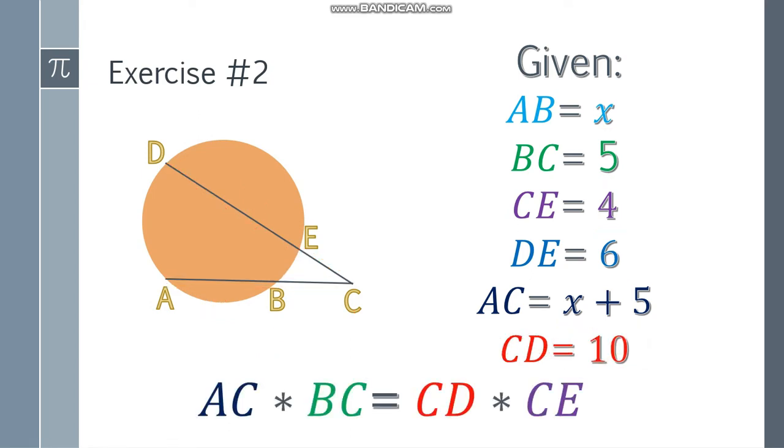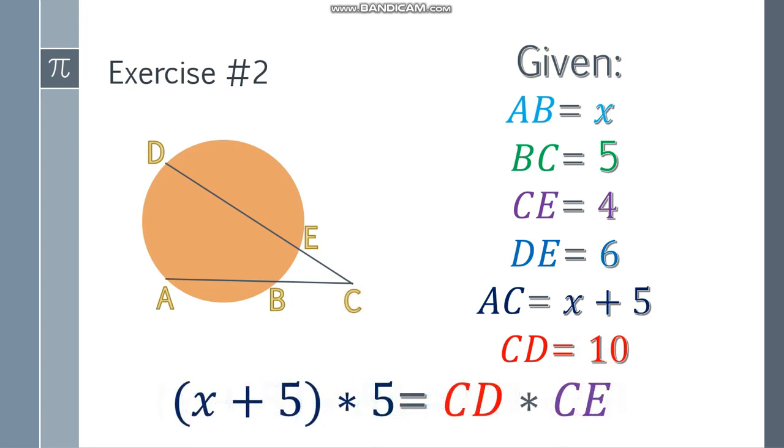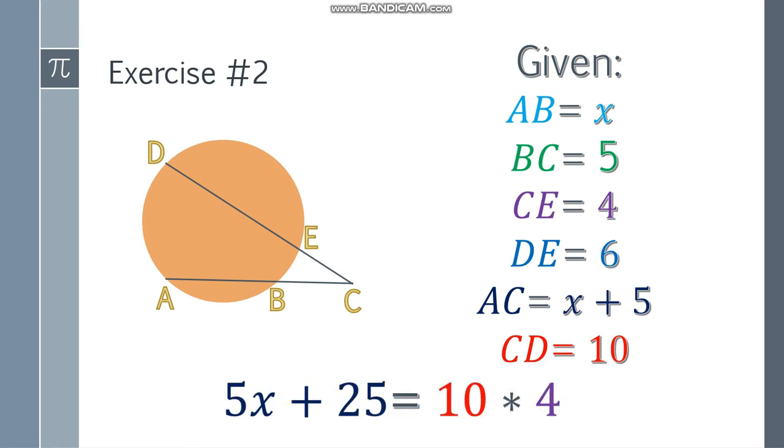Because we already have the two whole secants, we can place the formula and solve for x. So AC will be x plus 5, and BC will be 5. CD will be 10, and CE will be 4. Let's simplify it. The quantity x plus 5 multiplied by 5 will be 5x plus 25. And it's equal to 10 times 4, which is 40.